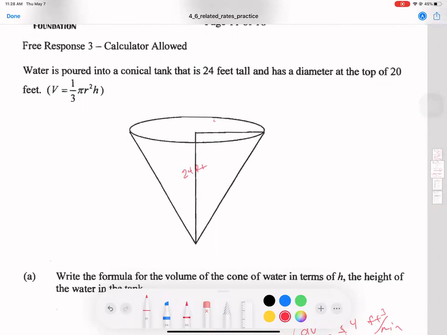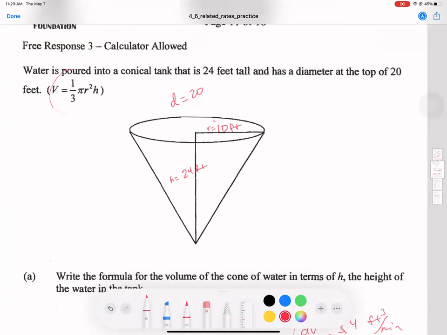And the top is the diameter. You know what? I hate it when they do this. Say the diameter is 20 feet. So the freaking radius, and I say freaking because I always mess up here. I always forget to change it. The radius is actually 10 feet. That's very important. This is super important. Okay, the height is 24 and the radius is 10.